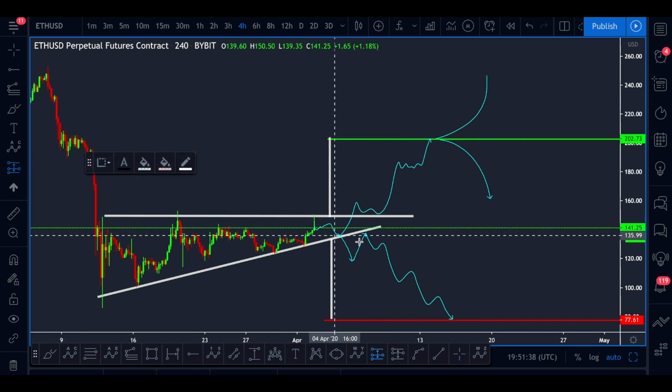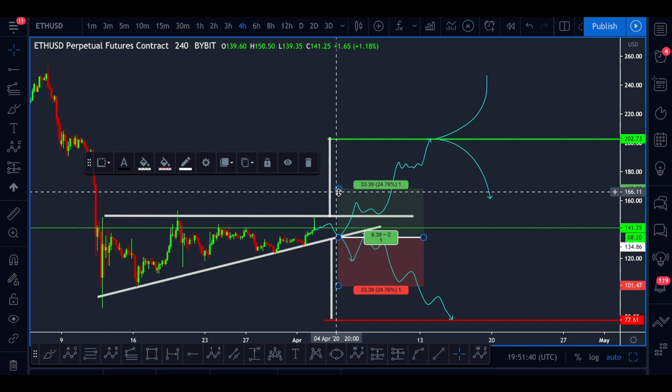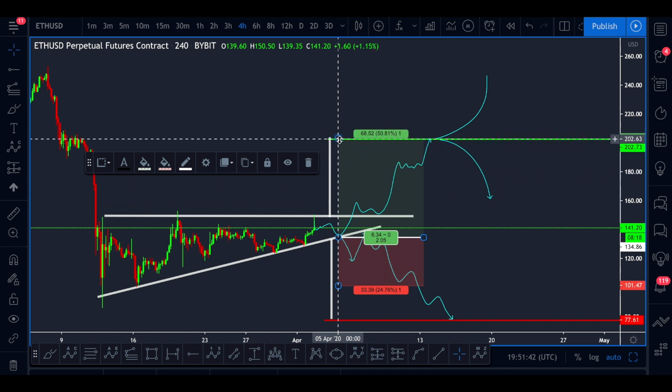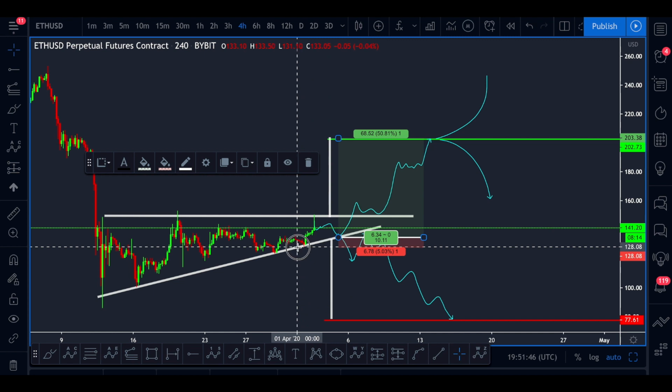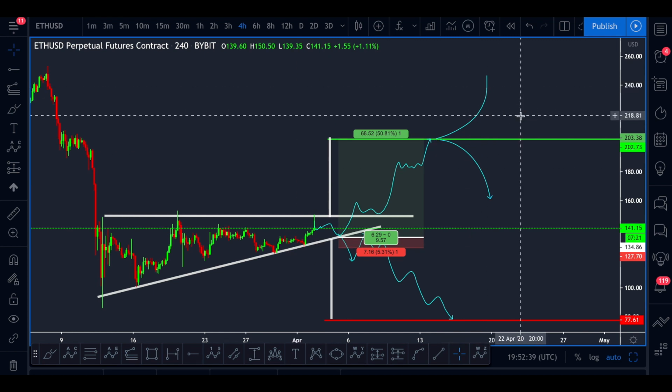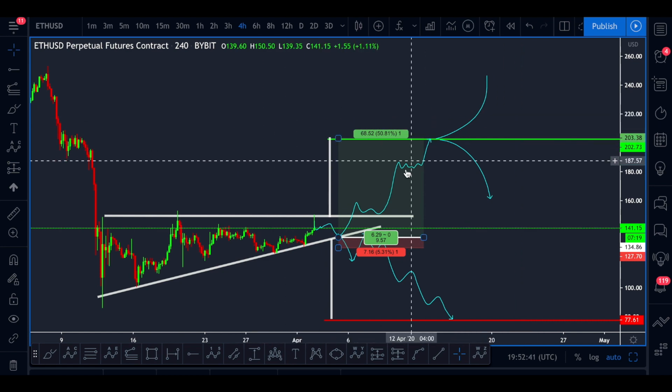But for me, because my bias is long right now, I'm going to go with a long trade off of the bottom support line, which is a little risky, but I'm going to take that one. And I'm going to keep that right there. All right, guys, so that's the trade for Ethereum.